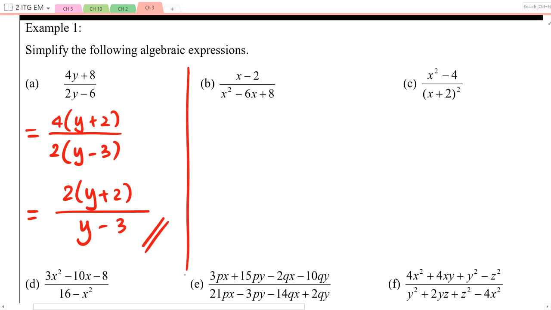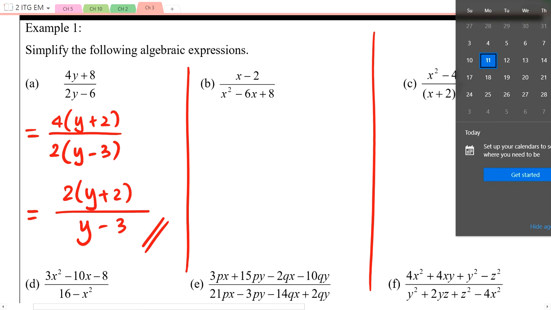Now, part B. Do you think you can do it yourself? Come on, I'm sure you can. I give you a bit more time. Let's take 3 minutes for this. We'll stop at 8:41.